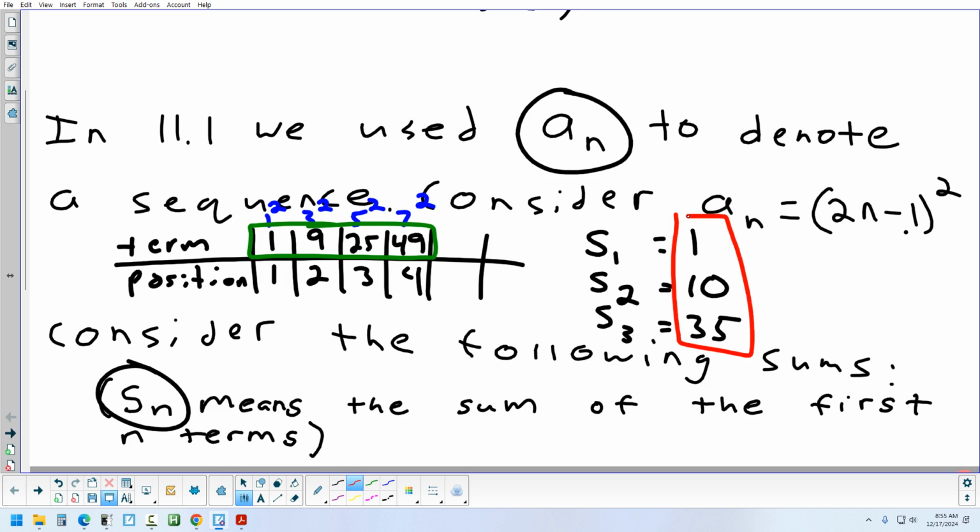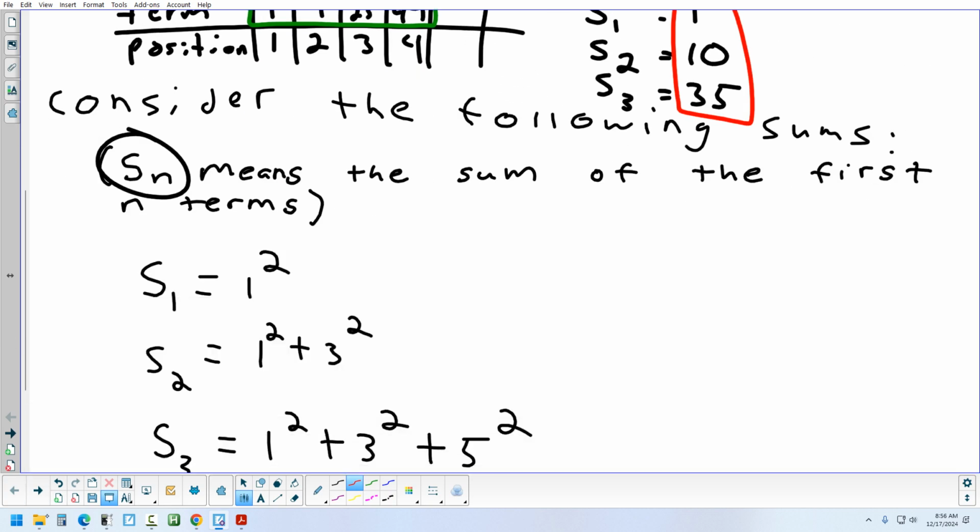So now, if we can figure out a pattern for the numbers in the red box, then we could add up as many as we wanted. Right? I certainly wouldn't want to try to do S sub 500 this way. I don't want to add up 500. I don't even know all 500 terms, first of all. And second of all, even if I knew them all, then I'd have to add them all up. The goal is going to be to find a pattern for the numbers in the red box. Then we can figure out anything we want.